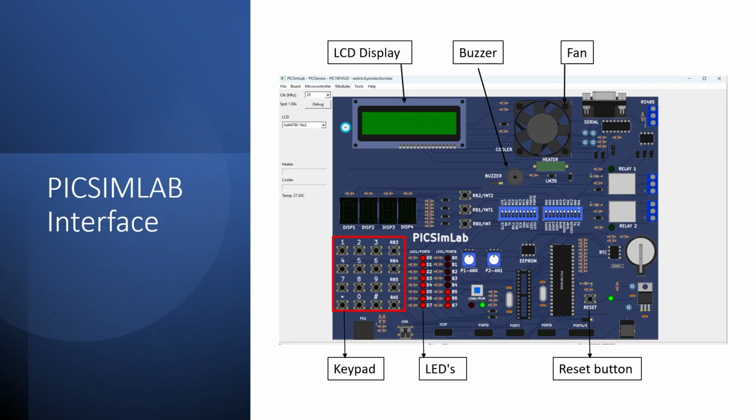So this is the PICSimLab interface where we can see an LCD display, keypad buttons, LEDs, reset buttons, input output ports, chips, buzzer, cooler, heater. We use a clock speed of 20 MHz in this microcontroller.